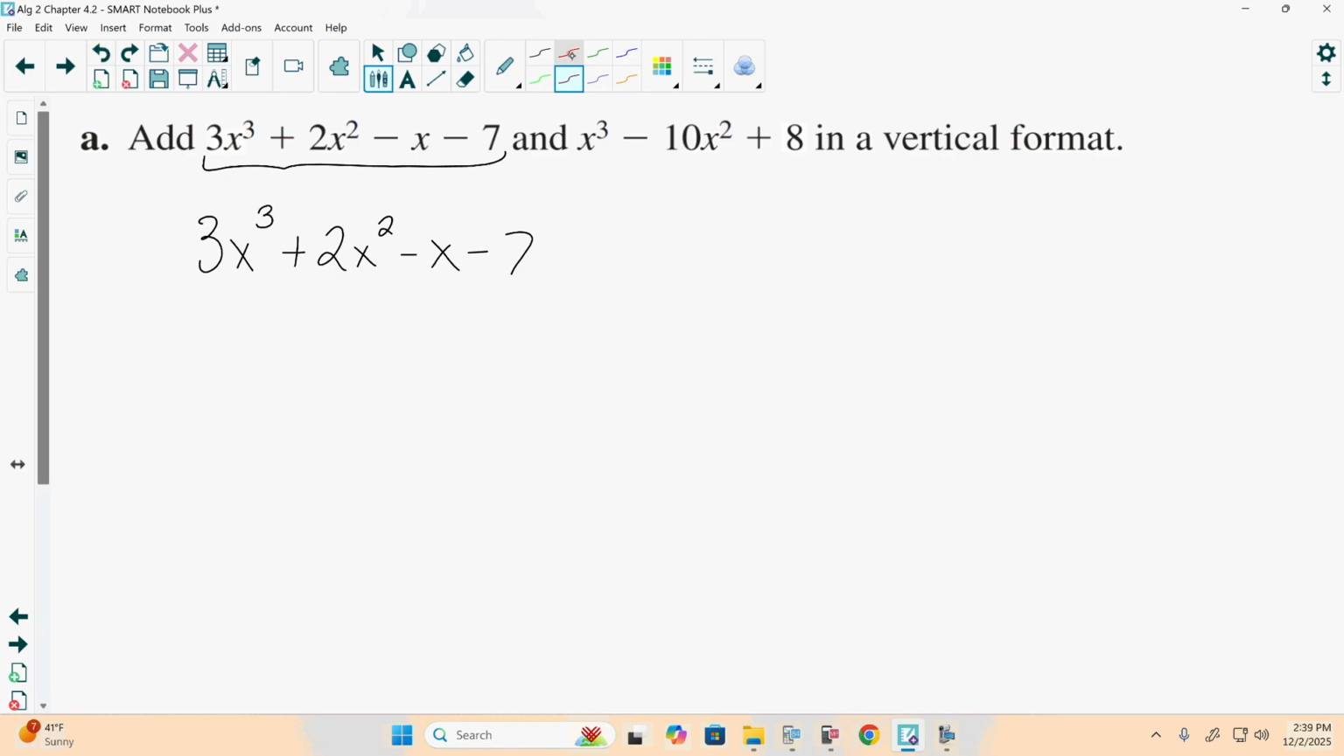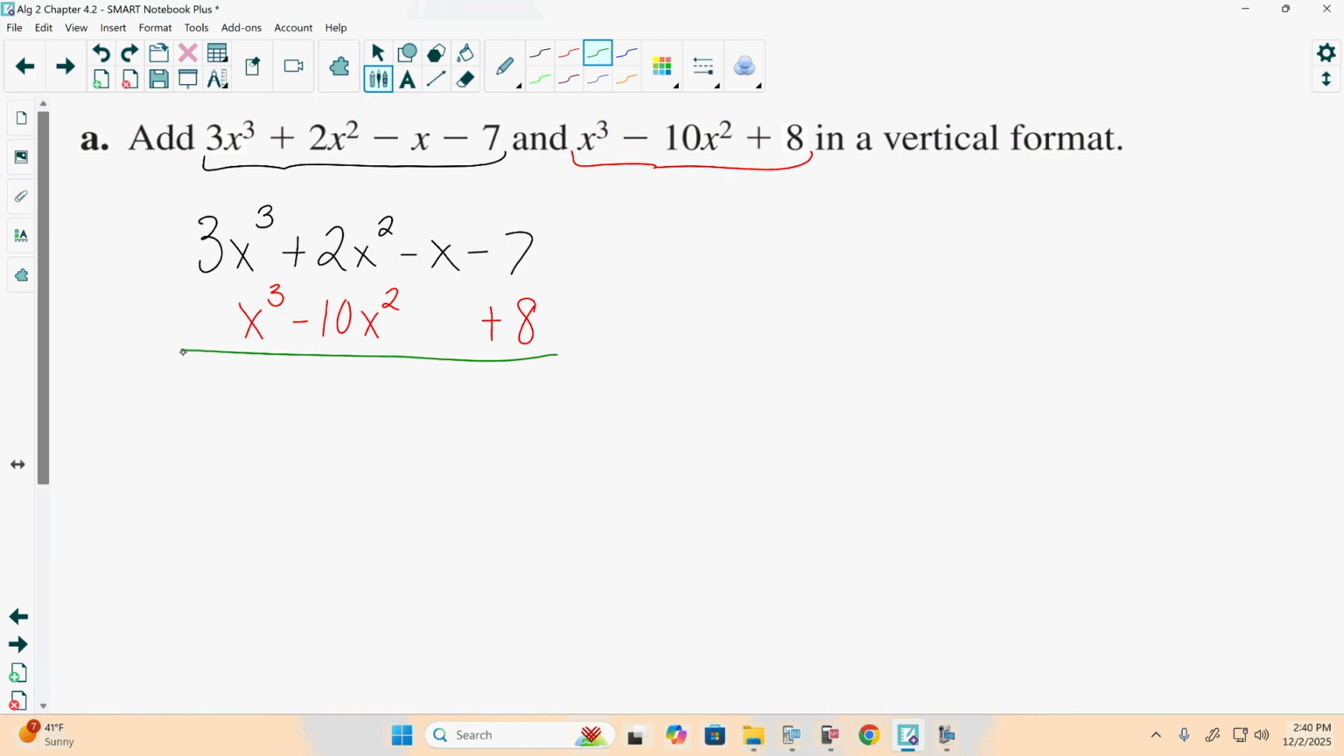Now we're going to put our second expression underneath it. So our first one is x cubed. We would put it under its like term with 3x cubed. Our negative 10x would go underneath our x squared. Then we have plus 8. Well, that's our constant term. So it would go under the minus 7.